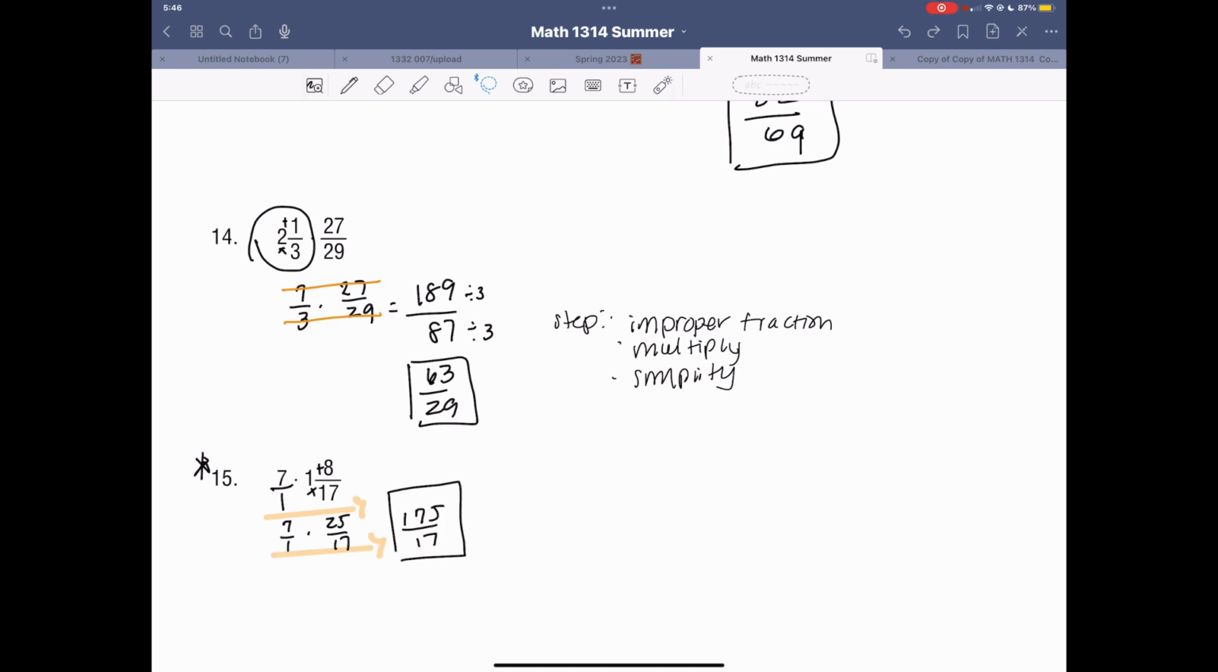And then lastly, that's before I give you the answer. So 7 has an invisible 1 underneath it. So that's a whole number times 1 and 8/17. So we want to create an improper fraction from that mixed number. So I have 7 over 1 times 25 over 17. I get 175 over 17. 17 is prime, so that's already in lowest terms.